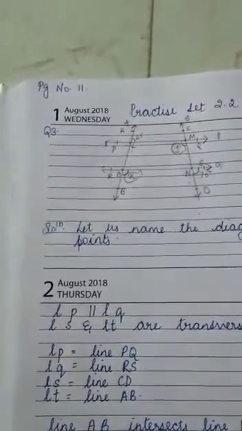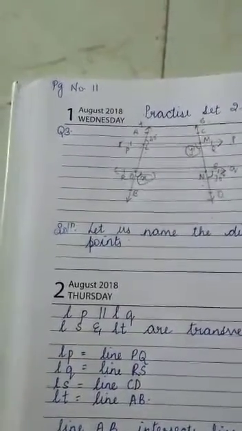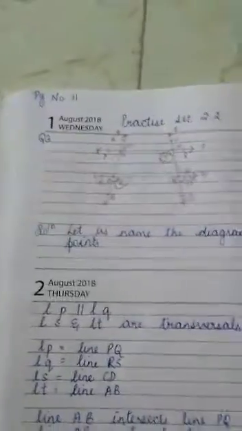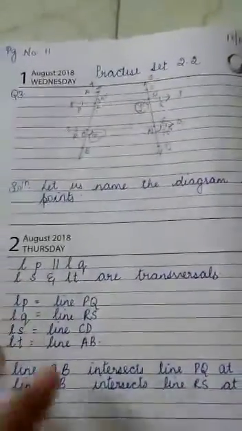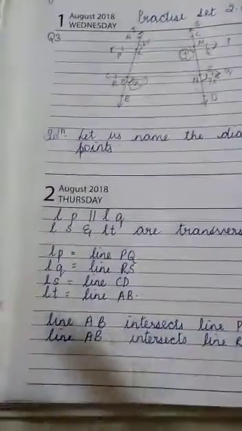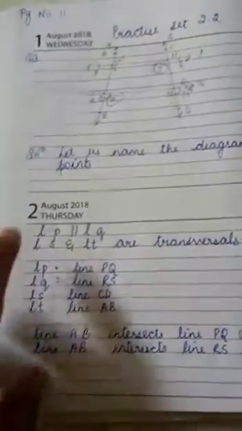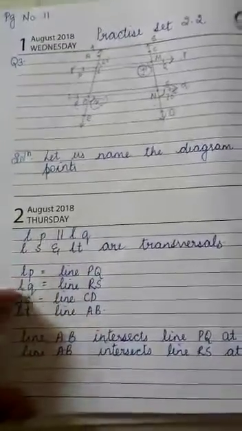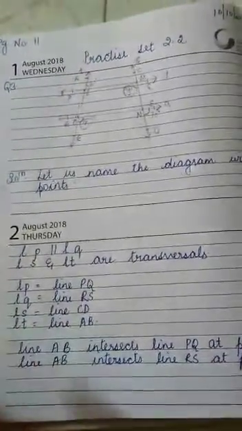Only then, children, we can make out the angles easily. Otherwise it is difficult for us to find out which angle is which. So I have named each line and I have named the points of intersection. Clear? We'll go ahead. Now look into the sum.